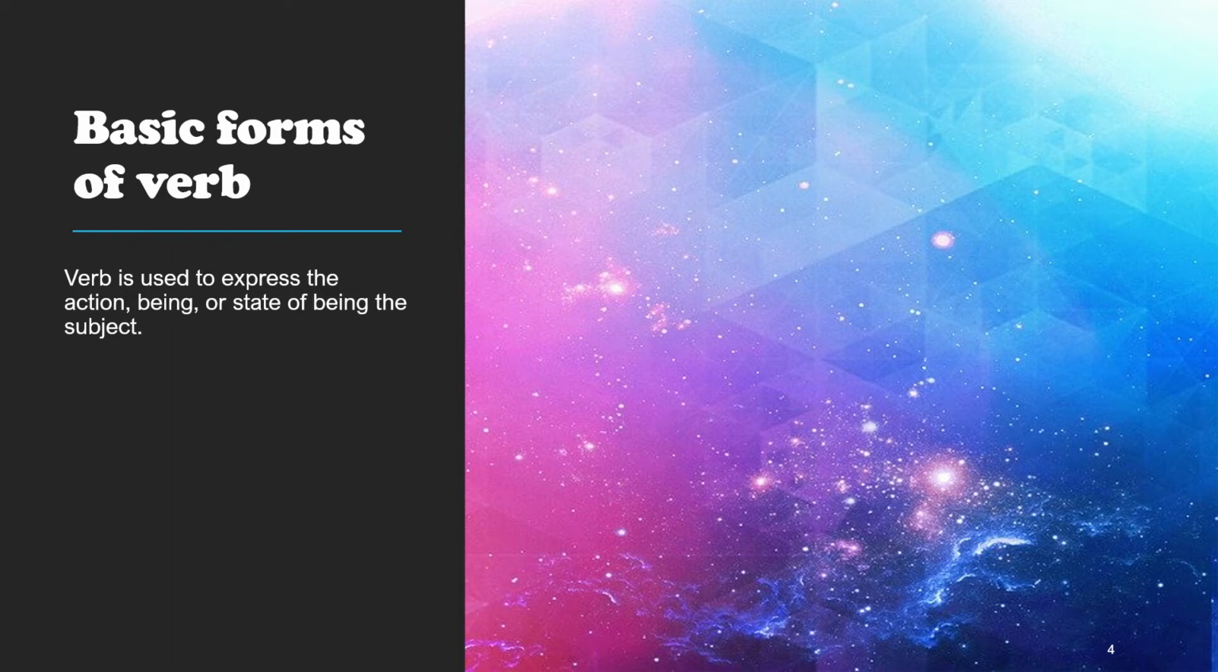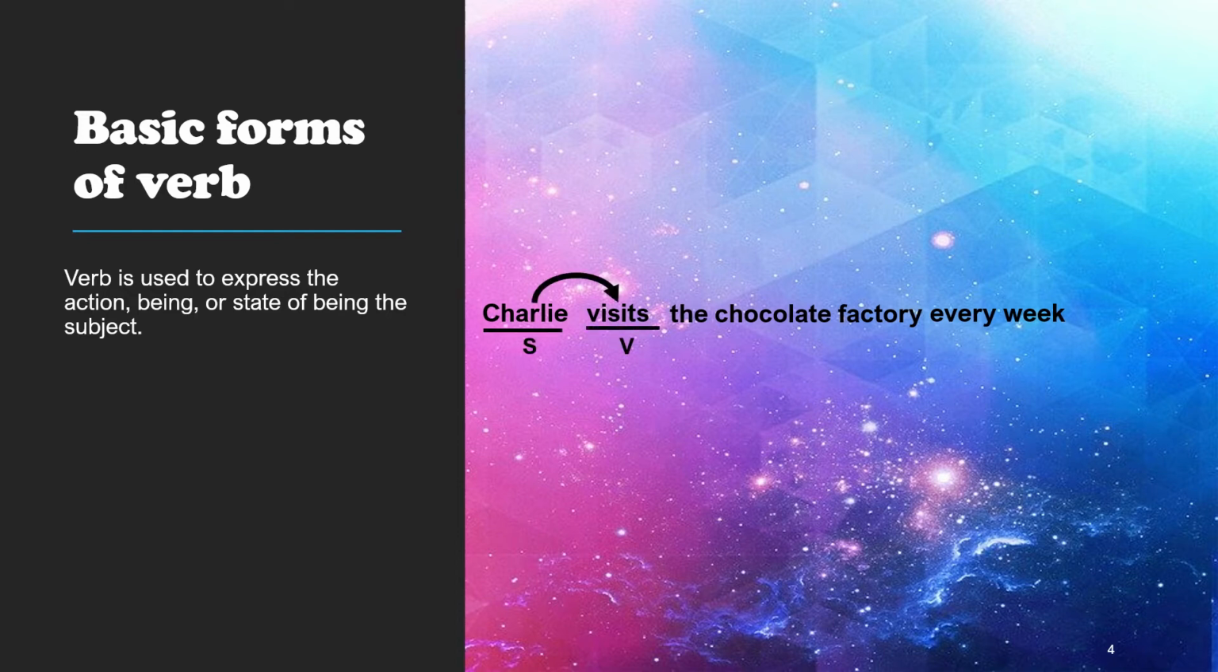The verb is used to express the action, being or state of being the subject. Look at this sentence. Charlie visits the chocolate factory every week. You see, the verb is used to express the action that is done by the subject. Look, this Charlie is the subject and visit is the verb. So the verb explains the activity that Charlie does.